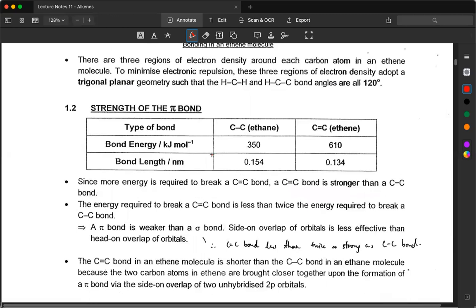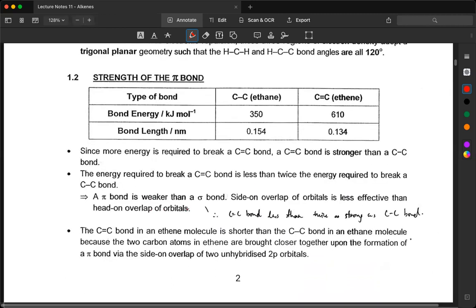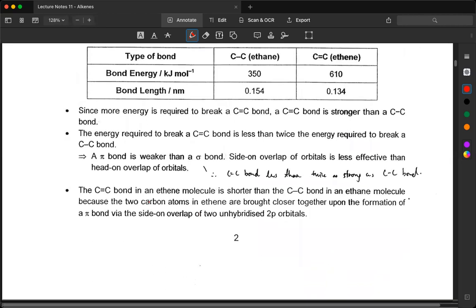As observed from the bond energy and bond length between ethane and ethene, more energy is required to break the double bond. The C=C double bond is stronger. However, the energy to break a double bond is actually less than twice the energy to break the single bond. That is because the pi bond is weaker than the sigma bond. Side-on overlap of orbitals will always be less effective than head-on overlap of orbitals. The C=C double bond in the ethene molecule is actually shorter because the two carbon atoms in the ethene are brought closer together upon the formation of the pi bond via the side-on overlap of the two unhybridized 2p orbitals.